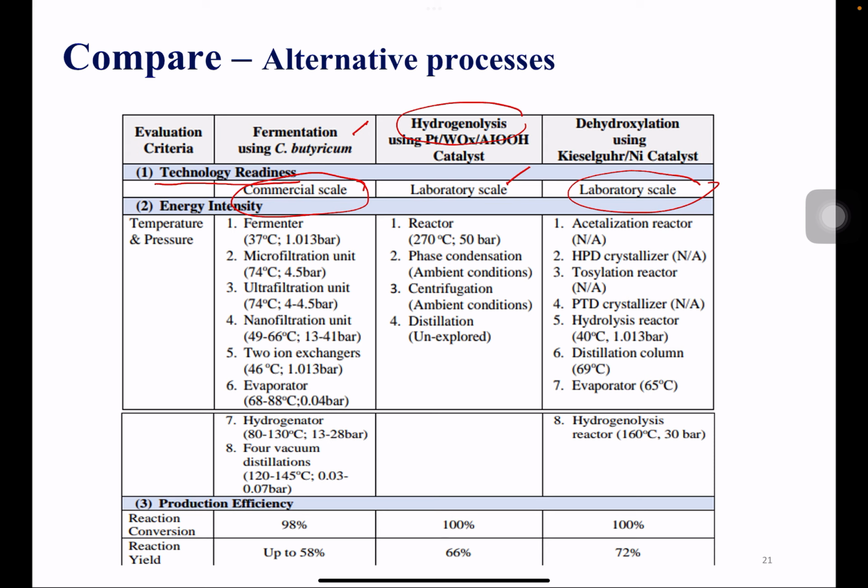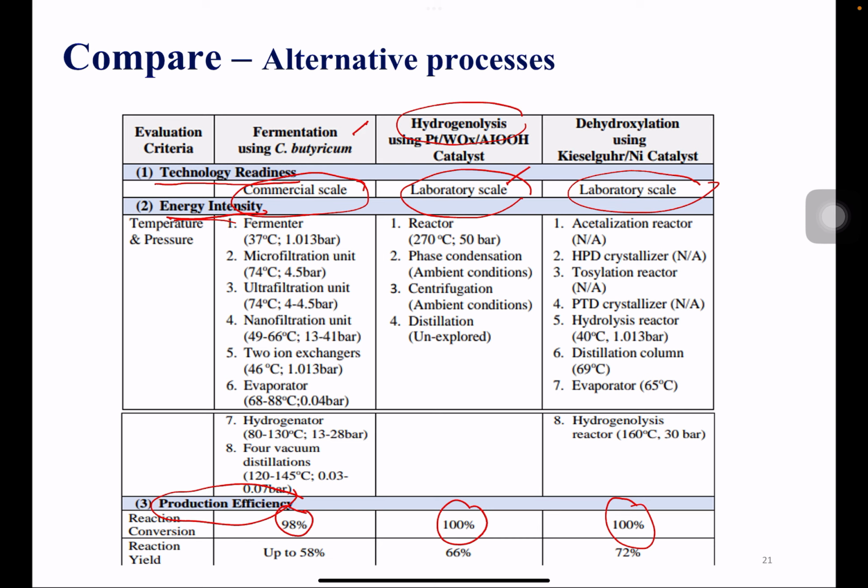Then, how energy efficient is each process? Write down the operating conditions involved in each of the unit operations, for example. Compare them. What is the efficiency of your process? Okay, this is 98%, 100%, 100%. Definitely you want to choose 100%, but you should also know that this is only lab scale. How about at the industrial or commercial scale? How does that process perform? So there is no data available, right?